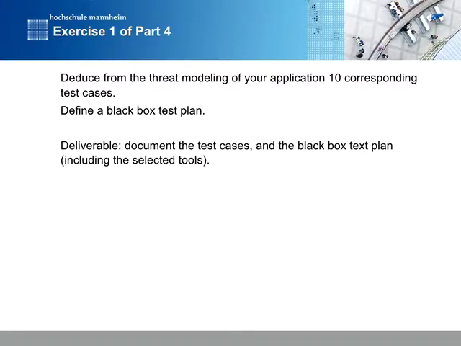So exercise 1. There's only one. Deduce from the threat modeling of your application 10 corresponding test cases. Not for all, but 10 corresponding test cases from the threat modeling. In parentheses, maybe it would also be a good idea from the acceptance criteria. And define a black box test plan. So create a test plan for how you would test your own application using black box: which tools, how long, what you would look for, what the expected outcome is. Good?